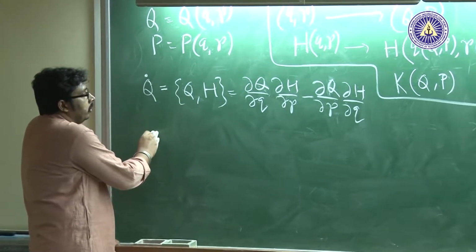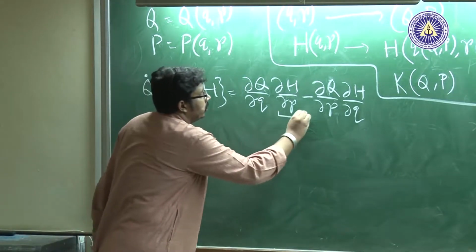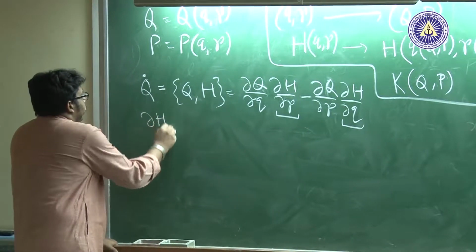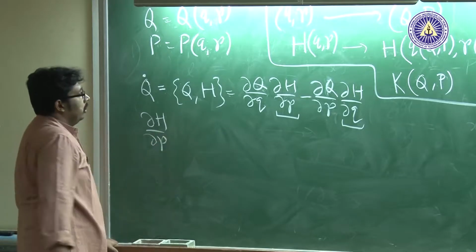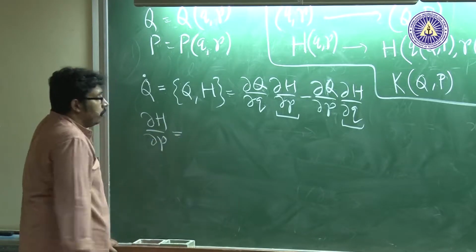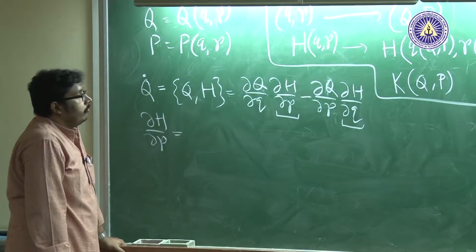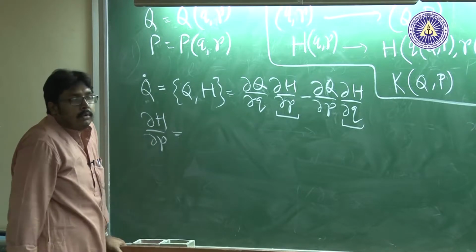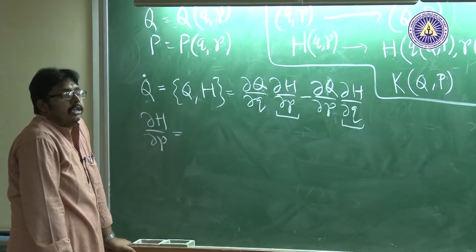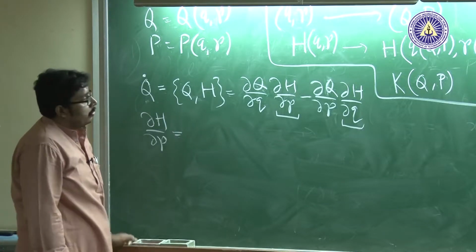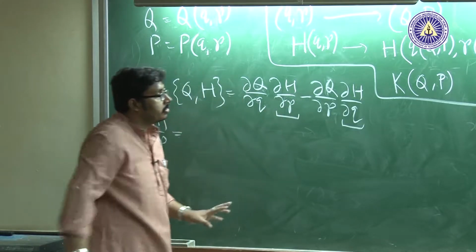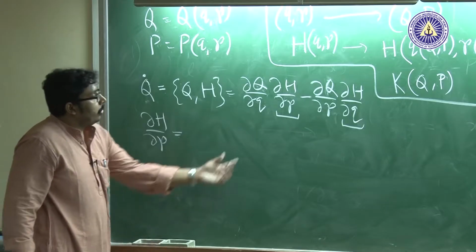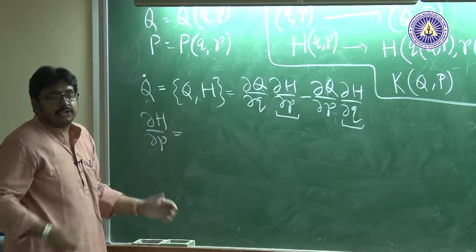Now, let's look at this term and this term. Now, what is del H del p? Del H del p is of course q dot, but what we are after is we want to write this in the form del K del capital P. That's what we want to do. So we have to get rid of all the small p's and small q's from here. That's the target. So we are going to transform this. We are going to rearrange this.